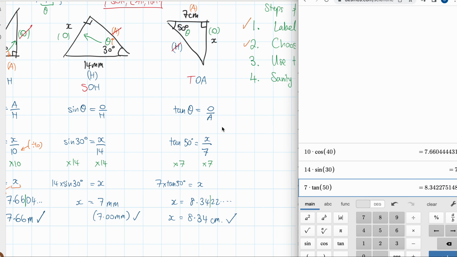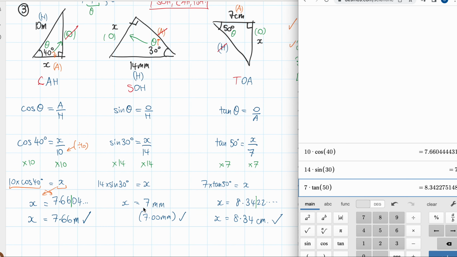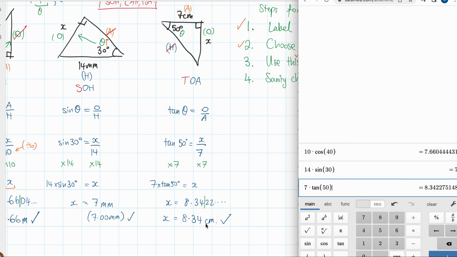We've done our trig. And let's do our sanity checks. We've got our units in there. Does 7 millimeters make sense? Yeah, it seems pretty good. It's lower than the hypotenuse. And is 8.34 centimeters sensible here? Yeah, it seems reasonable. It's quite close to 7 centimeters. And the 50 degrees means it's a little bit bigger than 7 centimeters. So yeah, that seems good.